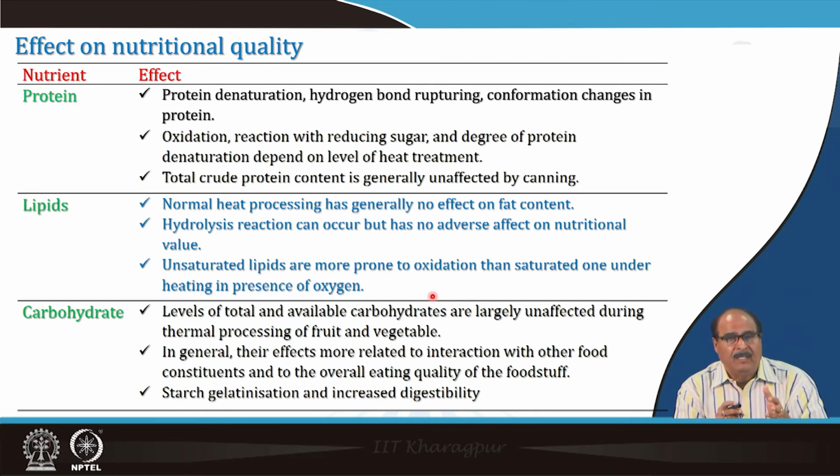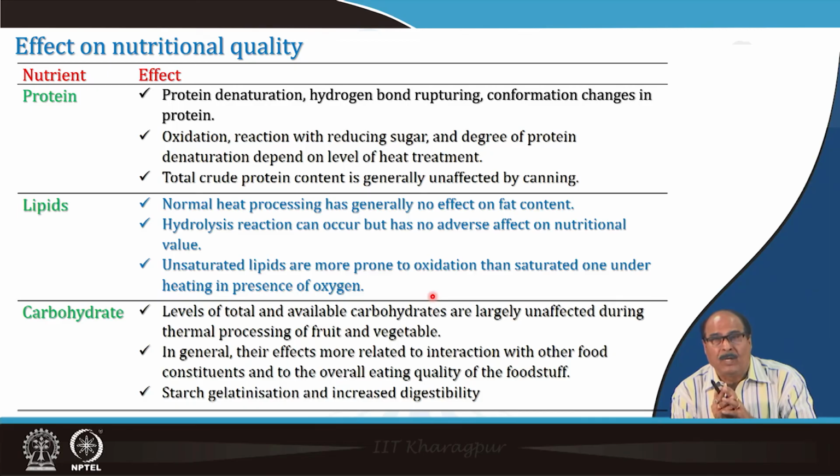changes in the protein, there may be oxidation reduction with reducing sugar, and the degree of protein denaturation depends on the level of heat treatment, and total crude protein content however is generally not affected by canning. But there may be conformational change and other things which may influence the other functionality of the proteins, etc. Lipids, normal heat processing has generally no effect on the fat content. Hydrolysis reactions can occur, but has no adverse effect on nutritional value.